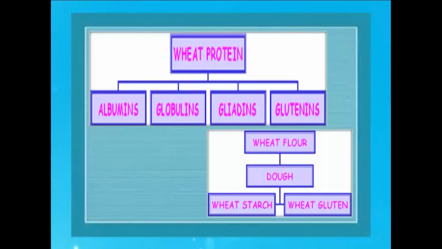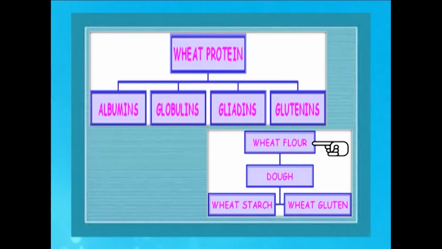What does this gluten do? This gluten actually forms the crumb and finally gives the shape to the bread. How is this gluten formed? Bread protein actually can be divided into 5 different categories. The more important 4 prominent ones are shown here: albumins, globulins, gliadins and glutenins.